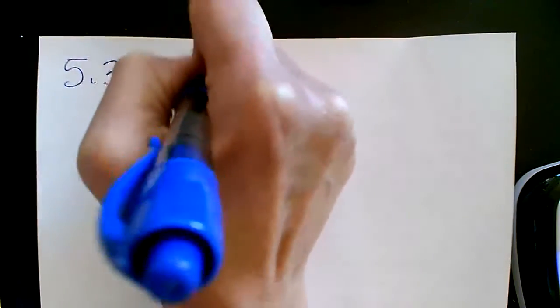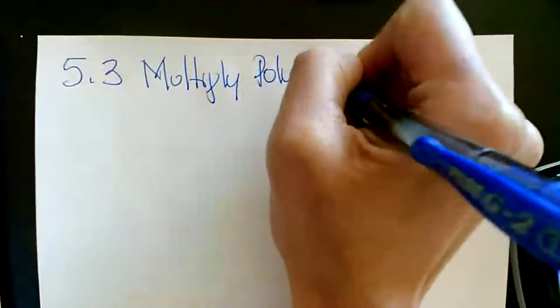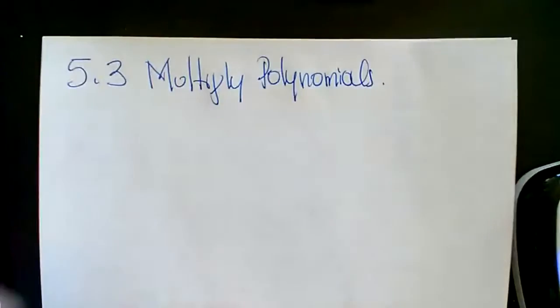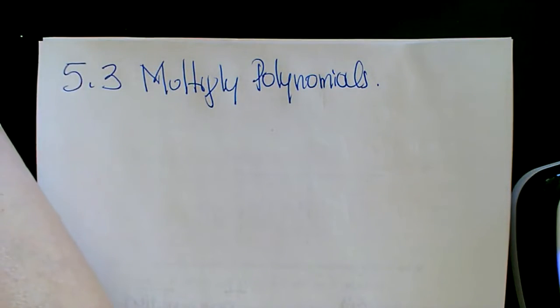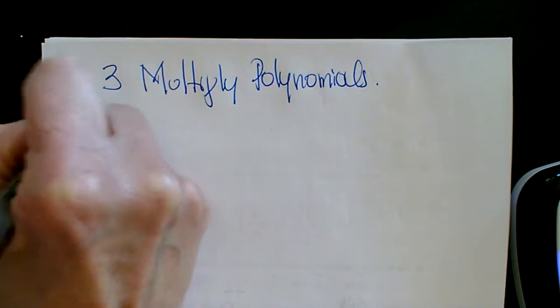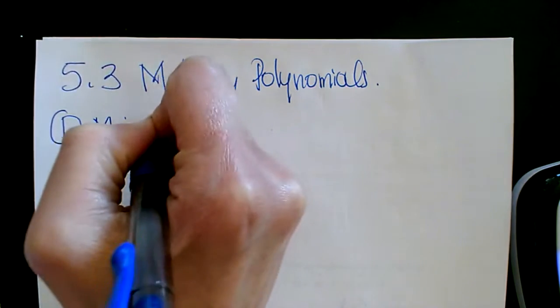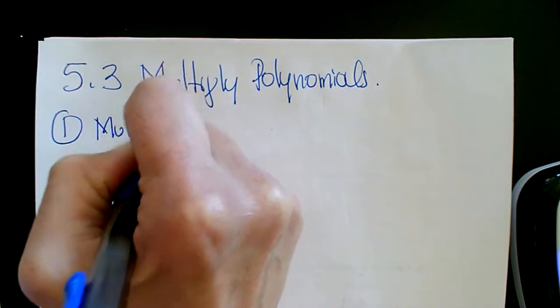All right, so we're going to be learning how to multiply polynomials. This is 5.3, multiplying polynomials. All right, so the first type that we're gonna do is we're gonna be multiplying monomials.